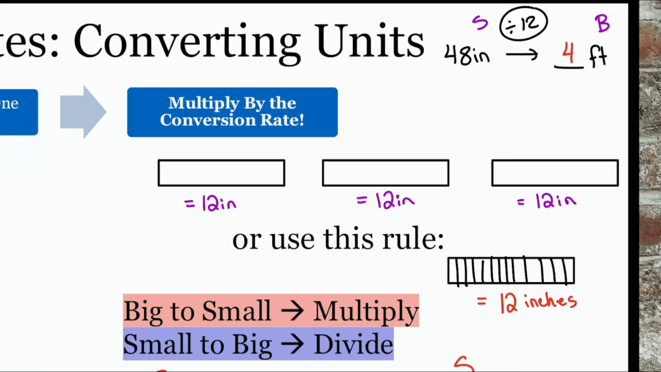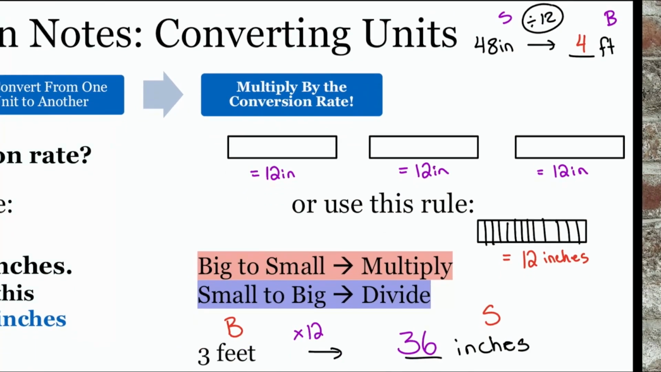So at least with these smaller examples that we're doing here, is it making even a little more sense in terms of why we would multiply in one case and why we would divide in another?